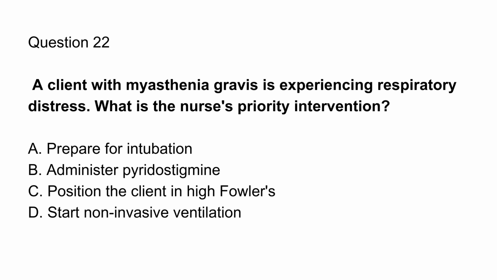22. A client with myasthenia gravis is experiencing respiratory distress. What is the nurse's priority intervention? A. Prepare for intubation. B. Administer pyridostigmine. C. Position the client in high Fowler's. D. Start non-invasive ventilation.